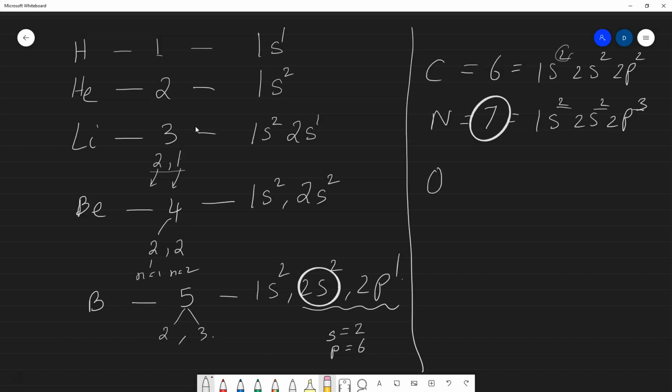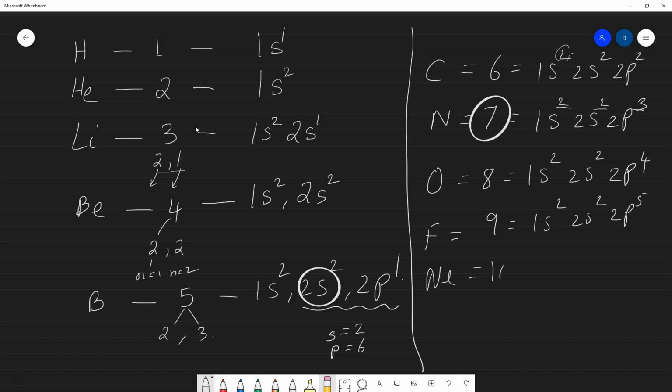Next is oxygen, which has got 8 electrons. So 1s2, 2s2 and 2p4. Next you got fluorine. Fluorine is 9. So you have got 1s2, 2s2 and 2p5. Next you got neon, which is 10.